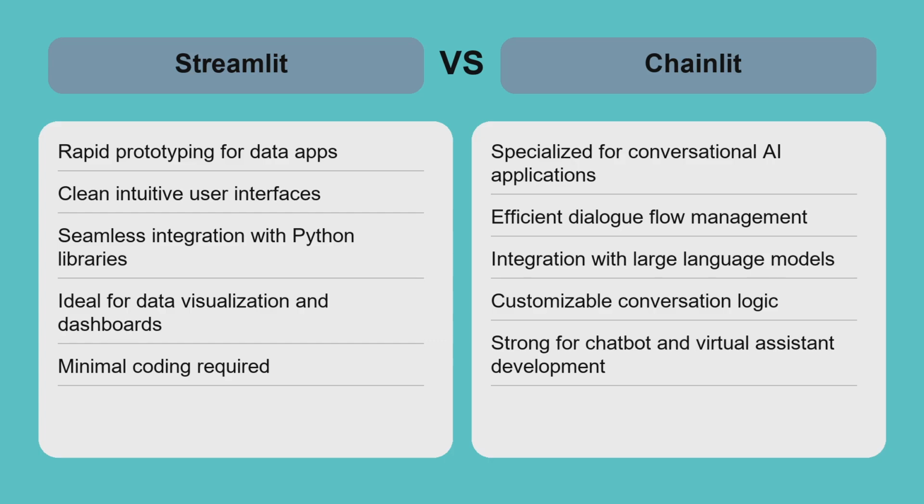For example, if you want a fast AI-powered dashboard, Streamlit is ideal. But if your project requires multi-turn conversations with users, Chainlit provides the necessary tools. Choosing depends on whether your priority is interactive data presentation or conversational AI workflows.